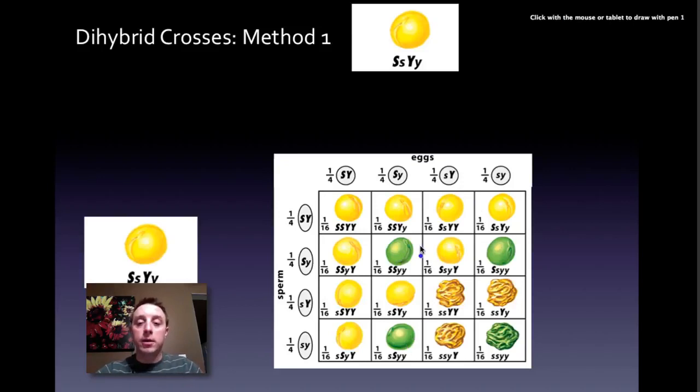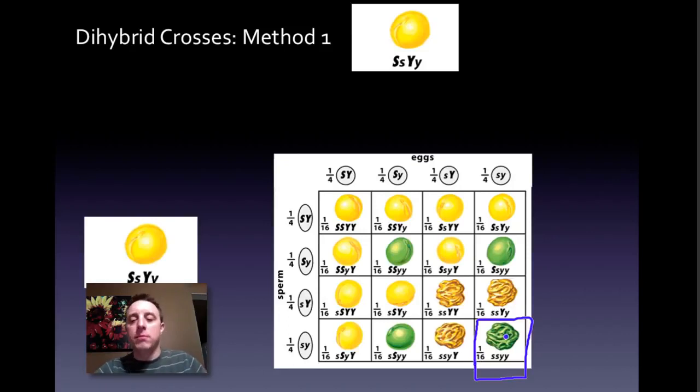We have 3 here, 1, 2, 3, that are round and green, so that's one dominant and one recessive trait. Here we have these 3, which are wrinkled and yellow, so that's again one recessive and one dominant trait in this case. And one little guy down here, which is green and wrinkled. So that single pea there is the double recessive individual.